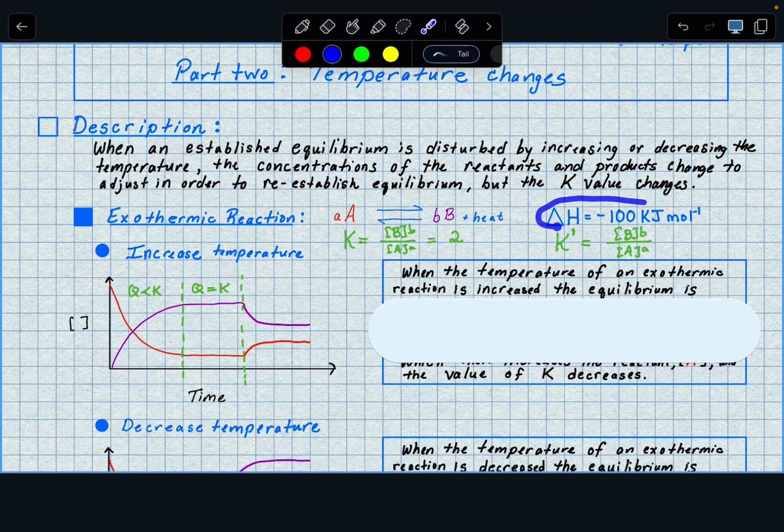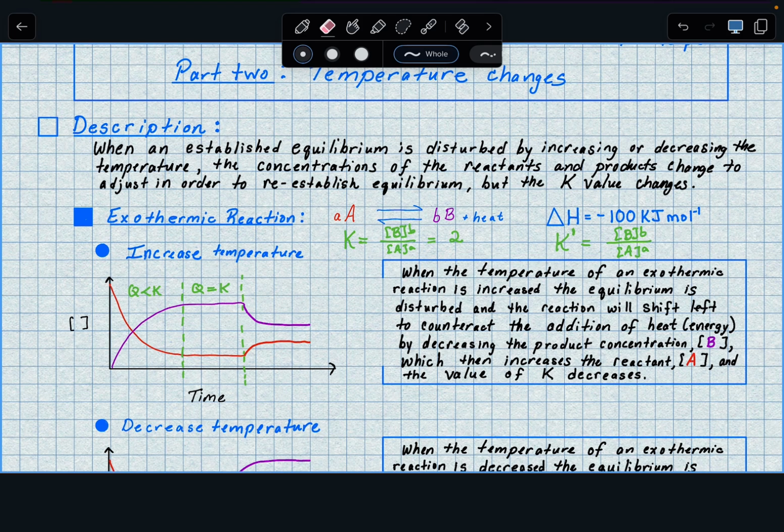So what you can do is include heat in the reaction, or put the word heat. If it's exothermic, you put heat on the product side and almost treat it like a product. So what happens to our K value? It is going to decrease. Why? When the temperature of an exothermic reaction is increased, the equilibrium is disturbed and the reaction will shift to the left to counteract that addition of heat, which is energy, by decreasing the product. So when we add heat, we decrease the product, which then increases the reactant, and our new K value will be less.